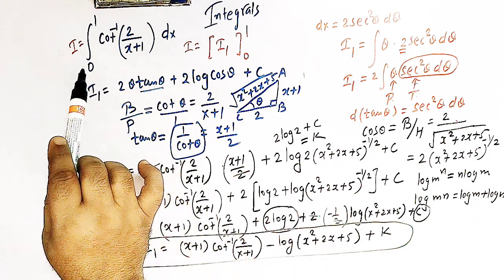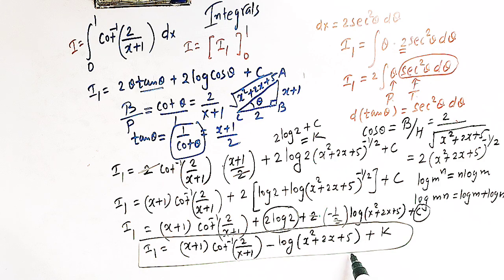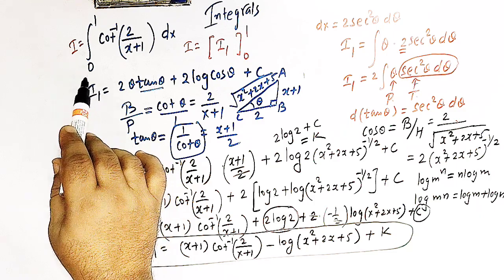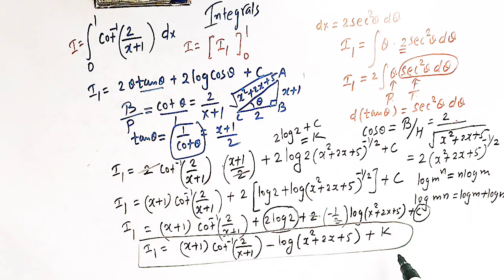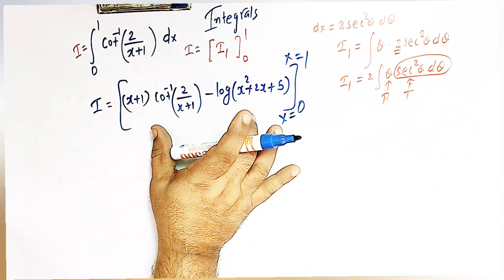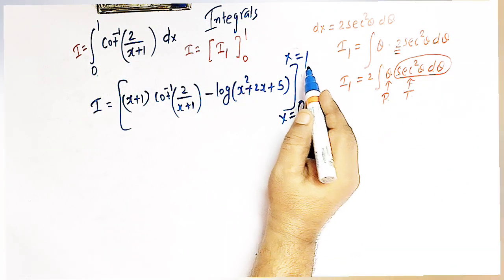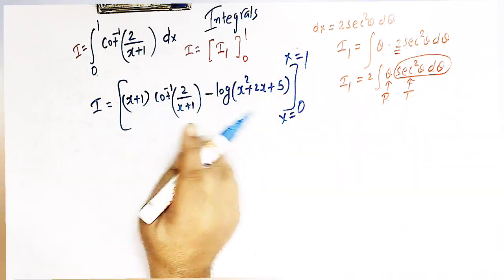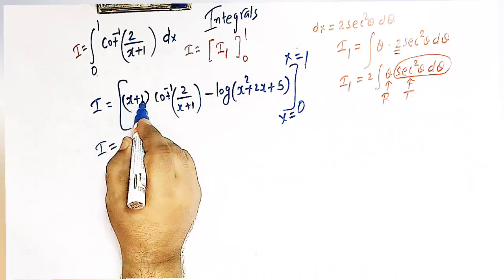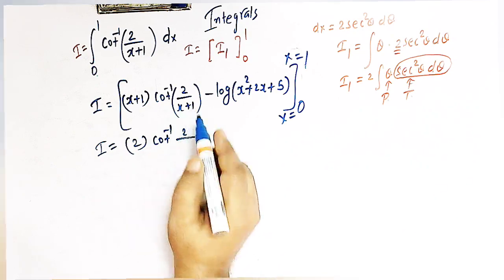So now we have to find out the definite integral from 0 to 1. So what we will do, we'll simply utilize the limits and we'll take the difference. And when we find out the definite integral, we'll not consider this constant of integration. So now I can be given by this expression from x is equal to 0 to 1. So first we'll take x is equal to 1. We can now write 1 plus 1 is 2. Then we have cot inverse 2 over 1 plus 1 is 2.